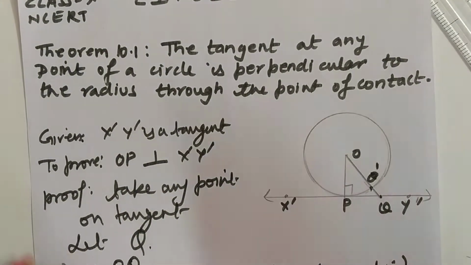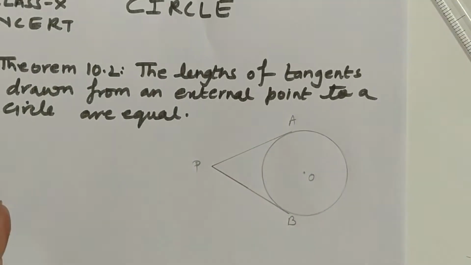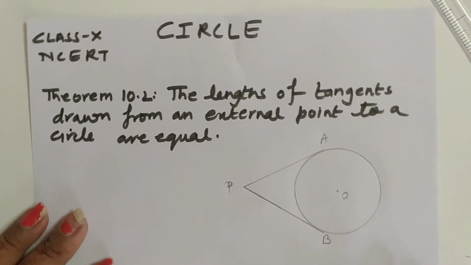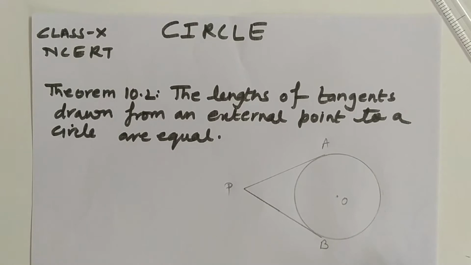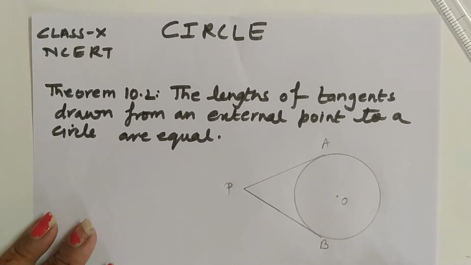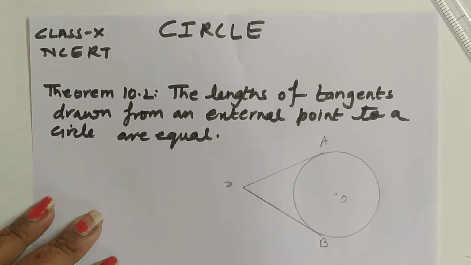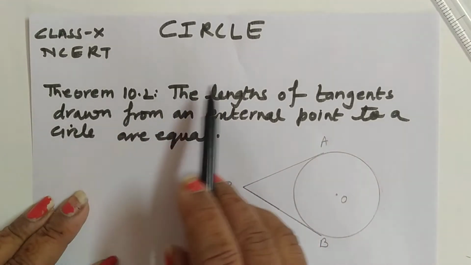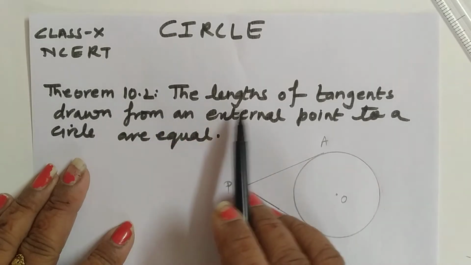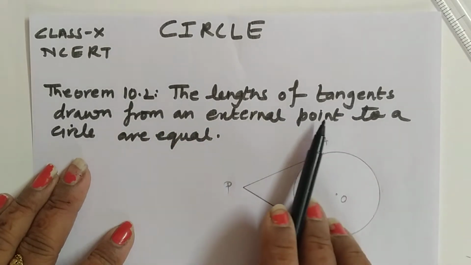Now come to the second theorem. That is also a very important theorem, and the probability of this theorem coming in the board exam is very high. So this is the circle chapter, Theorem 10.2: the lengths of the tangents drawn from an external point.